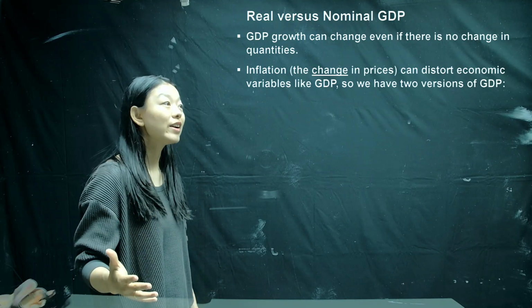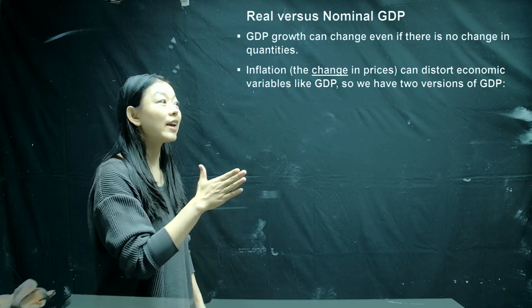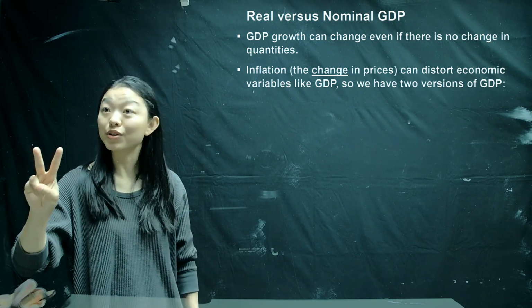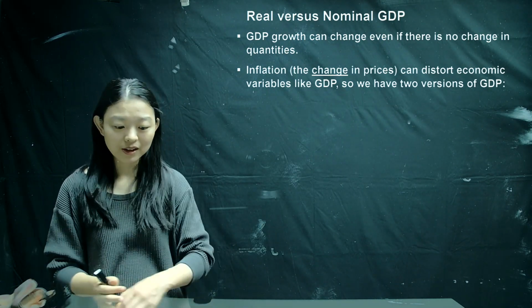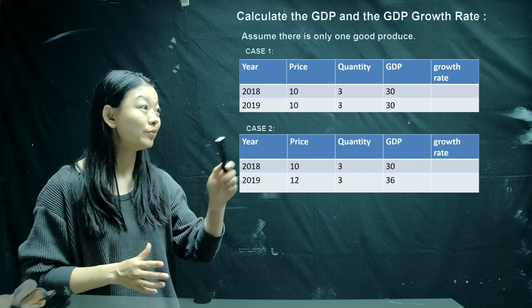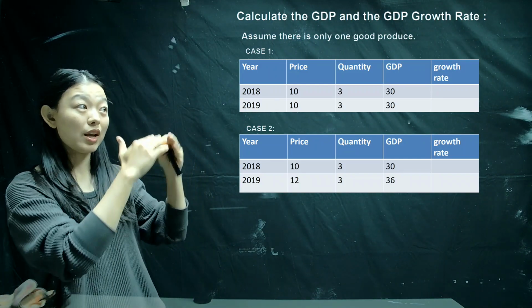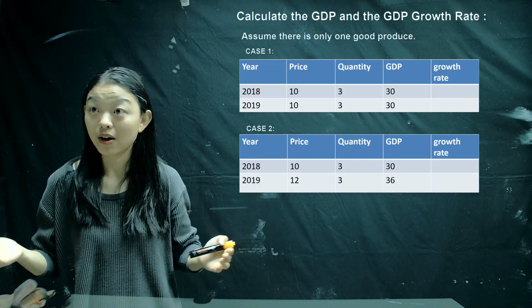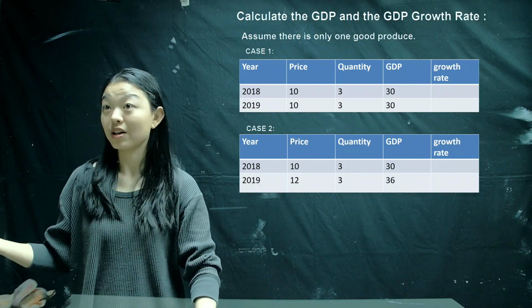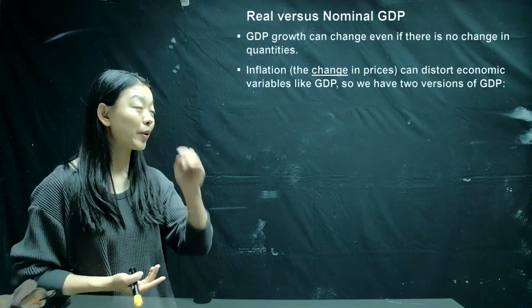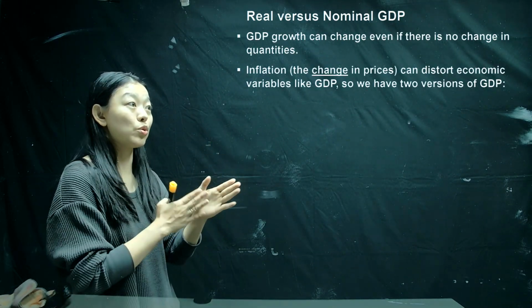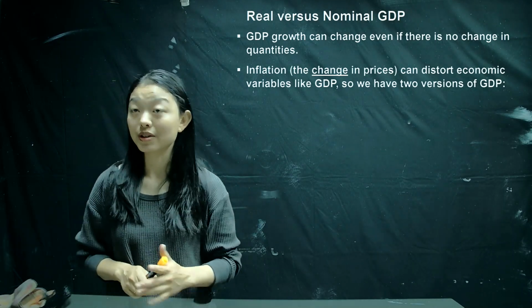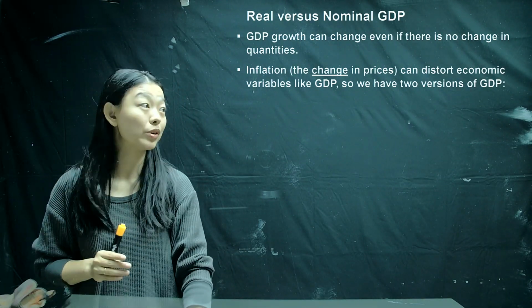Inflation, which shows the change in price, can distort economic variables like GDP. So we have two versions of the GDP, right? Look at the second table that I just showed you. No changes in quantity, right? However, the price increased from $10 to $12. This price increase is inflation, and this is what it means: inflation can distort economic variables like the GDP. So there are two versions of the GDP we would like to talk about, and this is important.